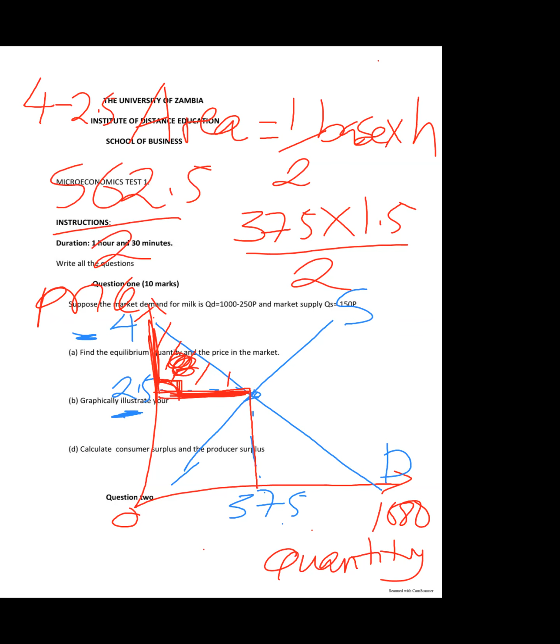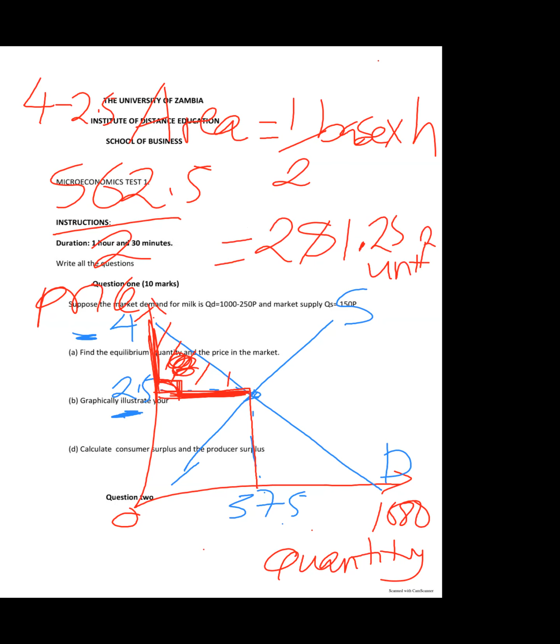Divide this by 2, and we have 281.25. So it will give us 281.25 units squared. It's an area.